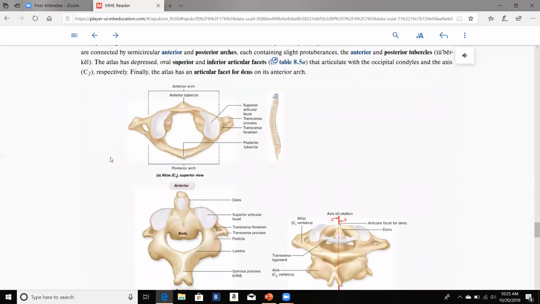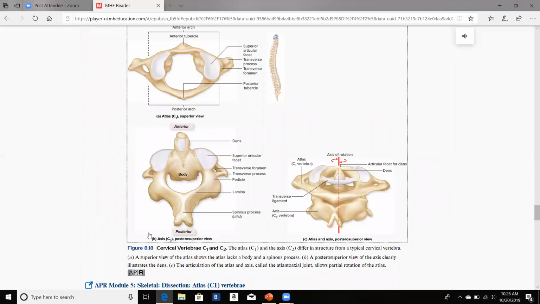Two other structures that you're responsible for are the atlas and the axis. This is your first cervical vertebra and then your second cervical vertebra. One thing to note is that your C1 does not have a body. Your C2, a distinguishing characteristic, is this structure here called the dens. So C1 sits on top of C2, and the dens allows the atlas to rotate, as you can see here when you're turning your head right and left.